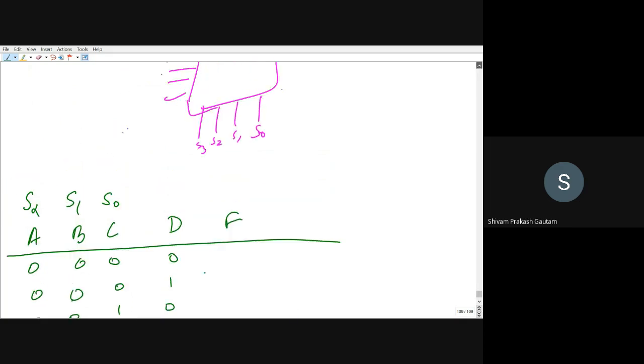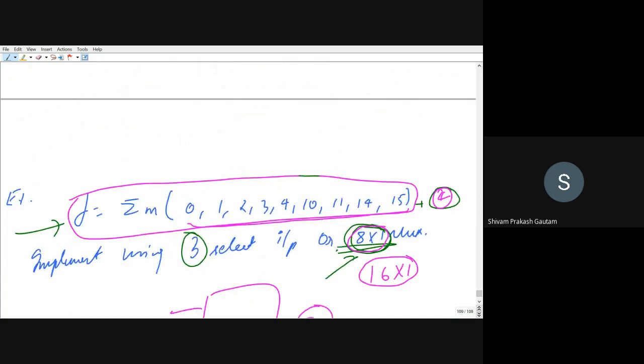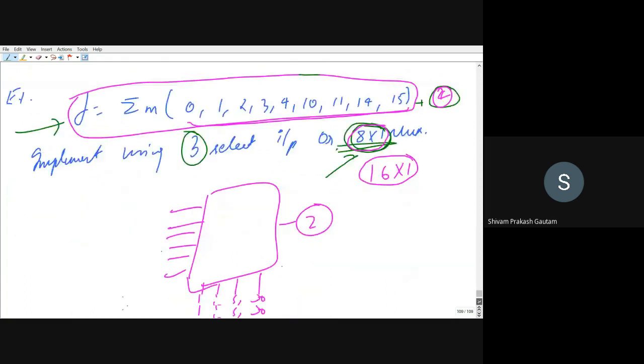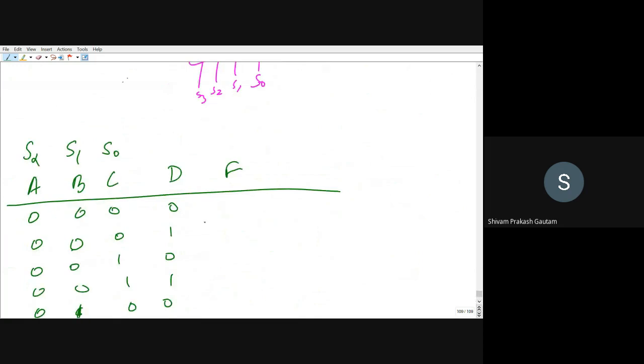So for the function, you can see the minterms are 0, 1, 2, 3, 4.